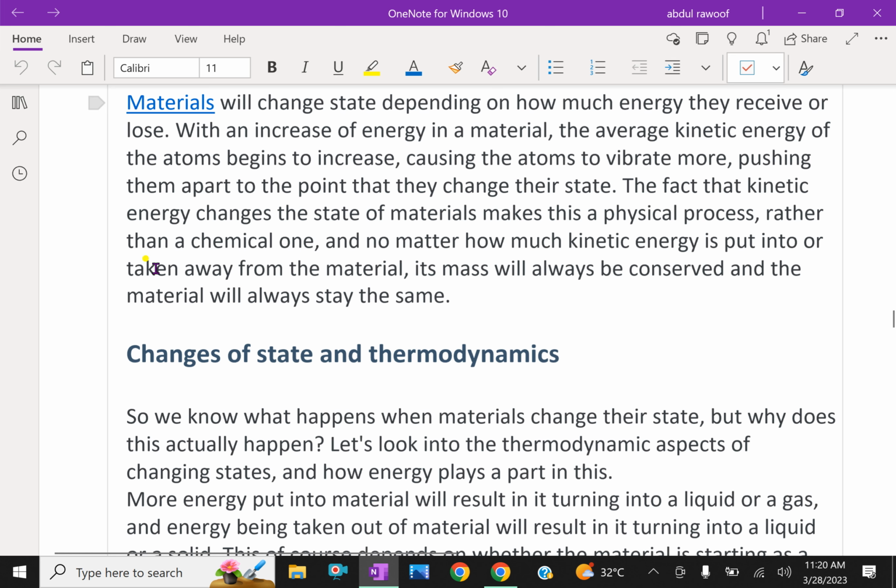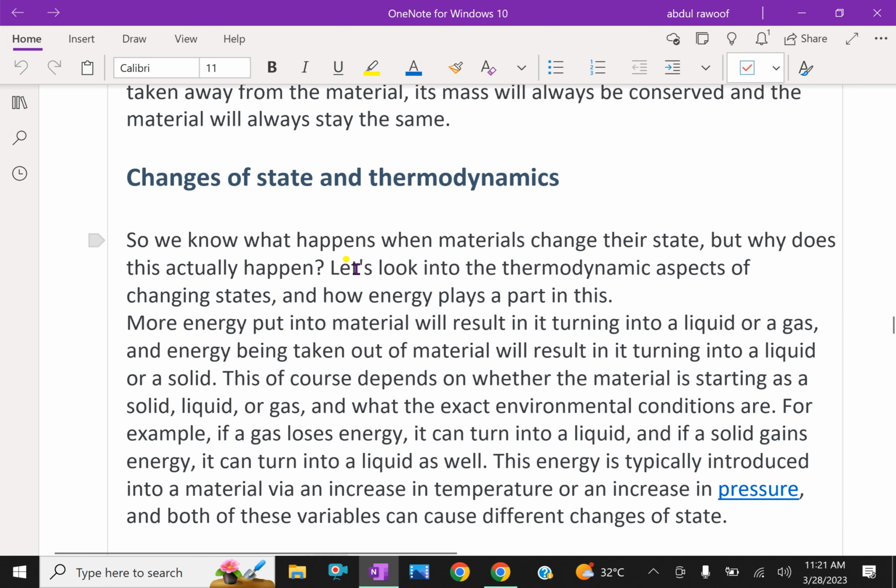The fact that kinetic energy changes the state of materials makes this a physical process rather than a chemical one. And no matter how much kinetic energy is put into or taken away from the material, its mass will always be conserved and the material will always stay the same. That is, mass will not change while the change of state happens.